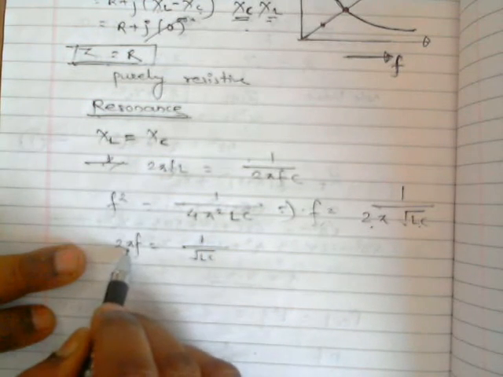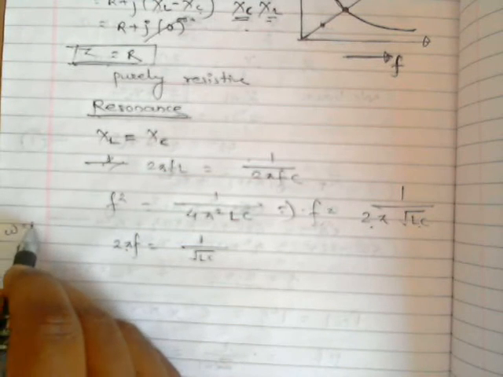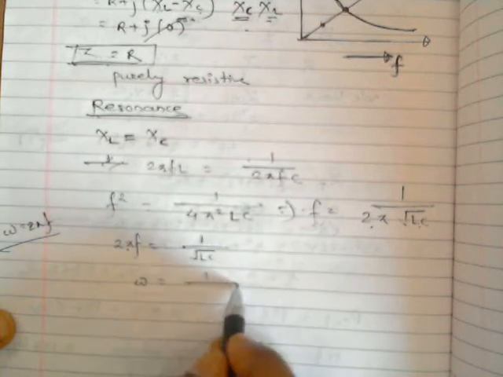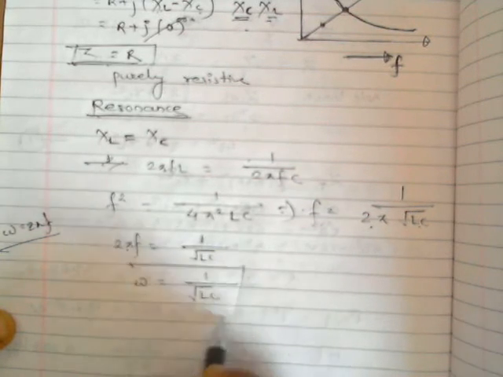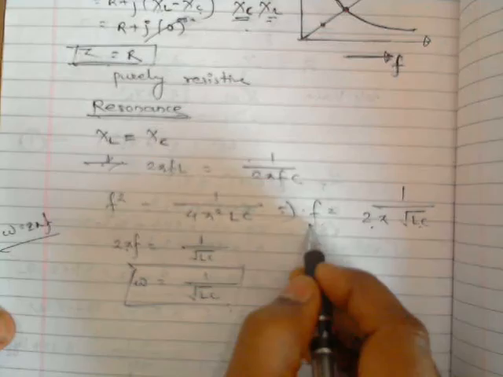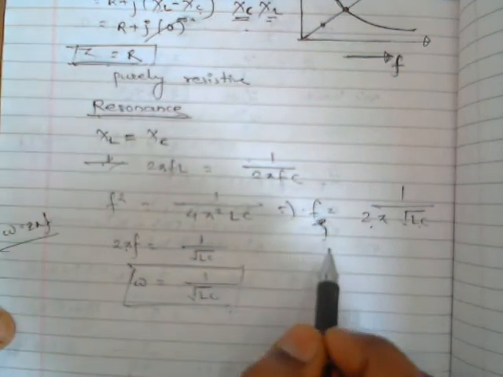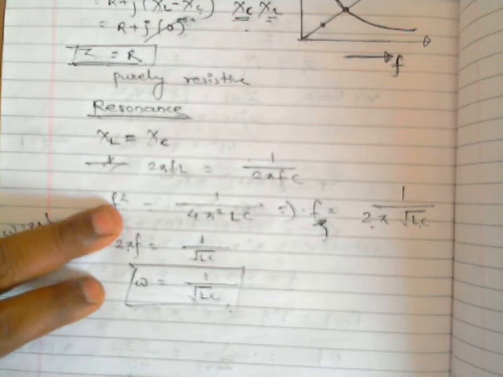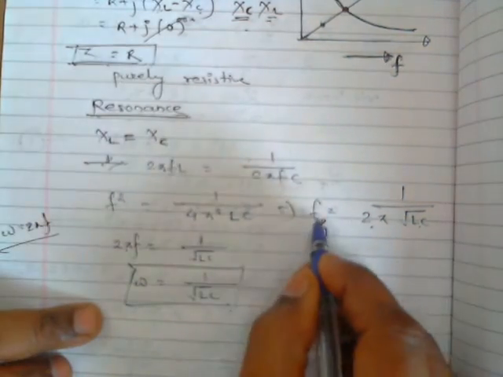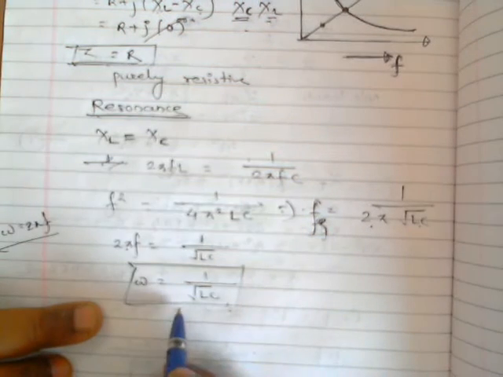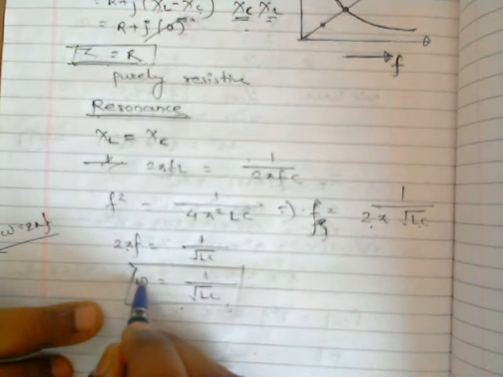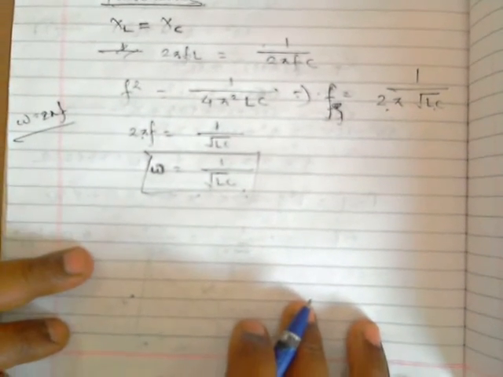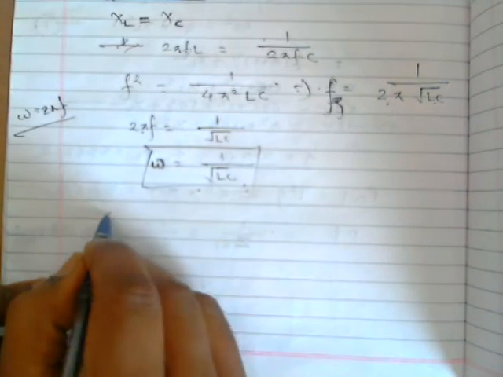And you know 2 pi F is nothing but omega, right? Omega equals 2 pi F. So I can write omega equal to 1 upon under root LC. This is an important formula. And this is FR, the resonance frequency, because XL and XC are equal. So I can say FR instead. This is the formula for resonance frequency, and this one is in radians, right?